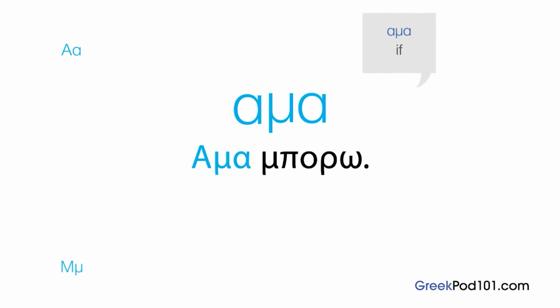Ma. Another thing we can write with alpha and mi is ama, which is one way to say if, as in the expression ama μπορώ, which means if I can. Let's write this too.